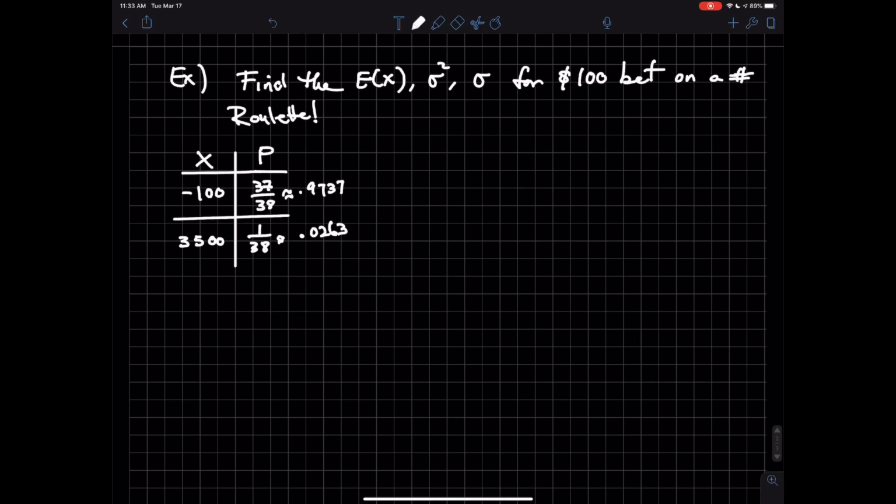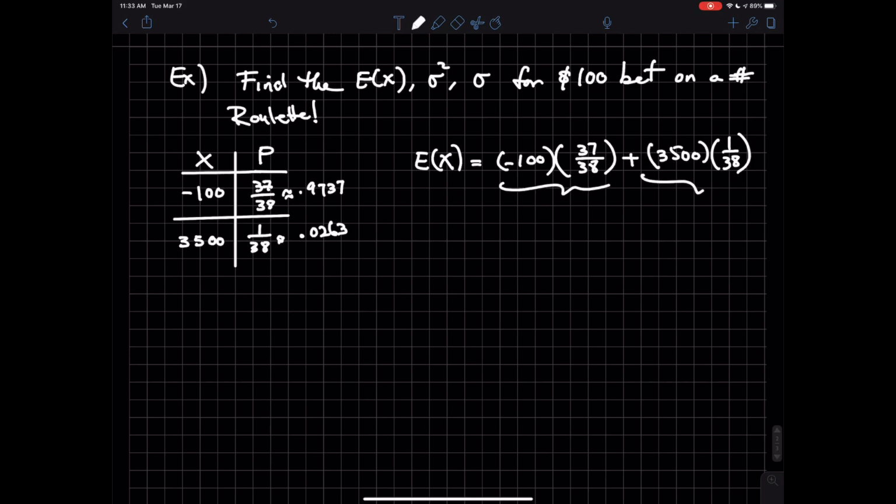So if I wanted to calculate the expected value here, again, I'll multiply each x by its corresponding probability, and I add them up. So my second x is 3,500 multiplied by its corresponding probability, and since I only have two outcomes, I'll only have two numbers that I'll have to sum together. And if I sum these together, and I'll leave these calculations up to you, I'll get negative 5.3 rounded to 1 decimal place.